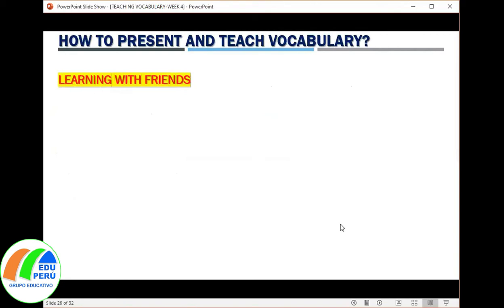Learning with friends. When we learn with friends, as a group, notice it's very important to make your students work in groups, not in isolation, because they can practice working with a classmate or in a group. They are going to socialize, they are going to discuss, they are going to share their ideas, to give their opinions. So this is very important for our students.